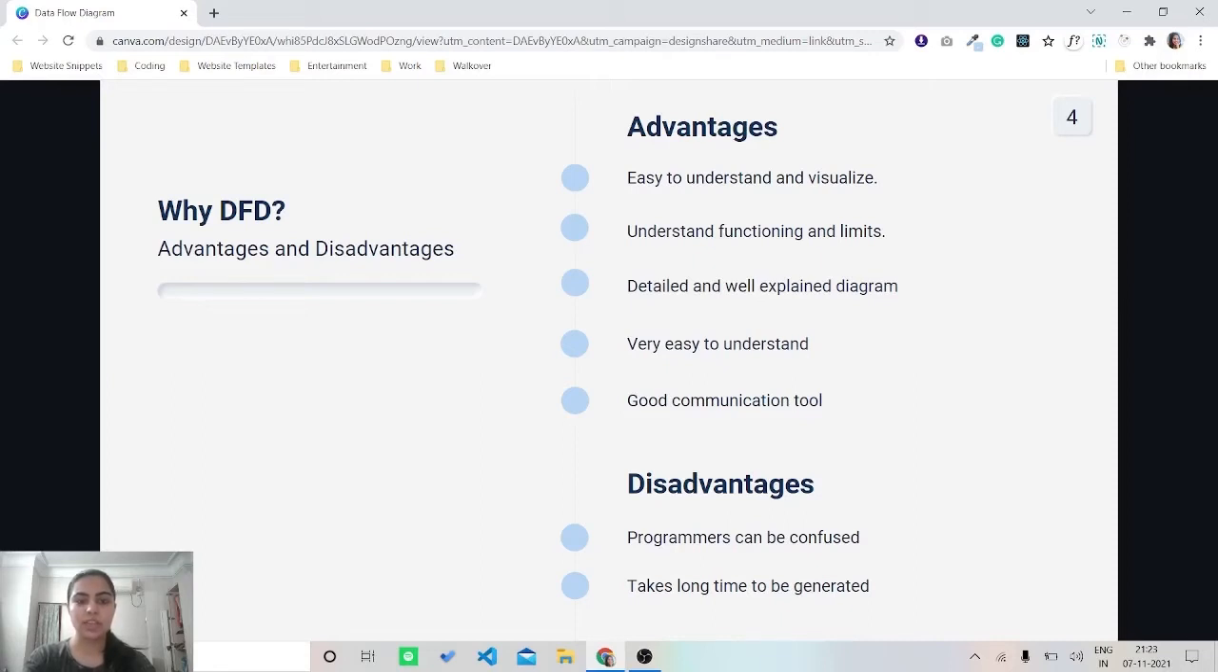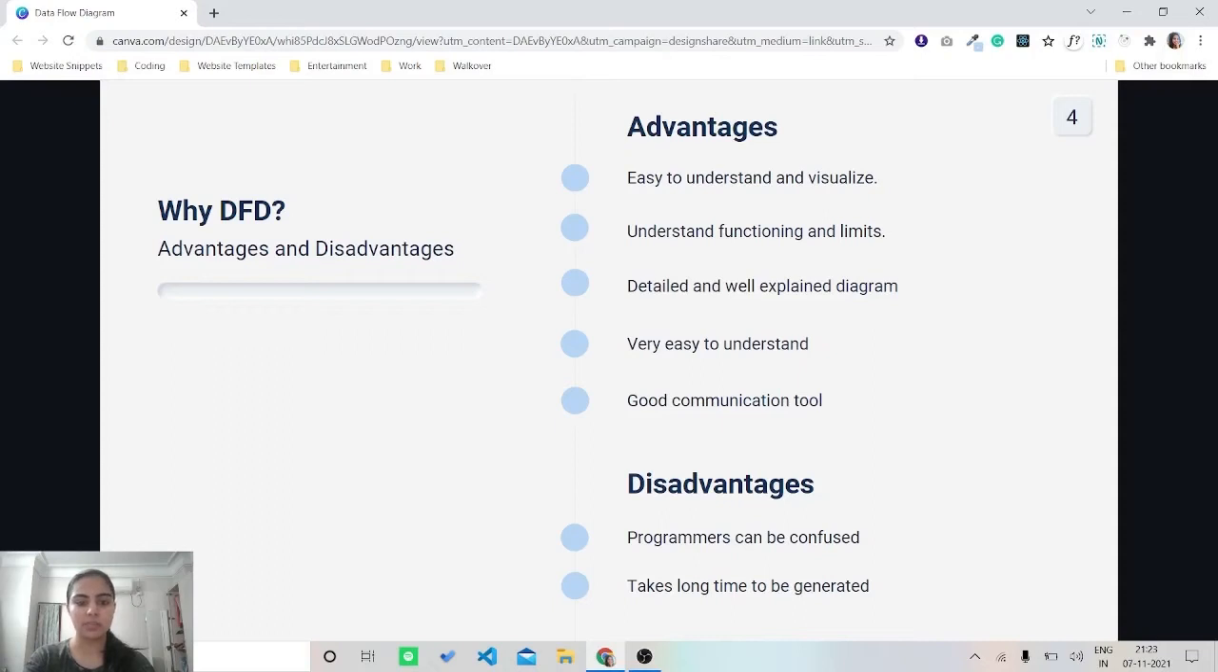Advantages. It is a graphical representation which is easy to understand and it helps visualize contents. It helps us to understand the functioning and limits of a system. Data flow diagram represents a detailed and well explained diagram of system components. It can be understood by both technical and non-technical persons because it is very easy to understand. The graphic nature of DFD makes it a good communication tool between user and analyst, and also analyst and system designer.